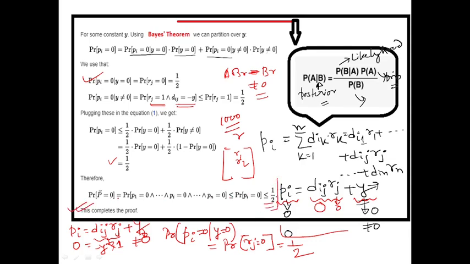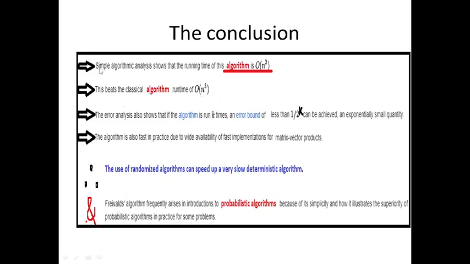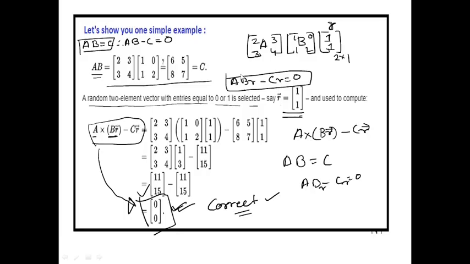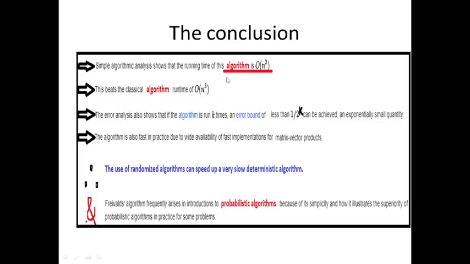Okay, so you just saw that this simple algorithm analysis shows that the running time of multiplication of two matrices, which usually is O of n cube in the naive algorithm, is reduced considerably using Freivalds algorithm to O of n square. This beats the classical algorithm runtime.